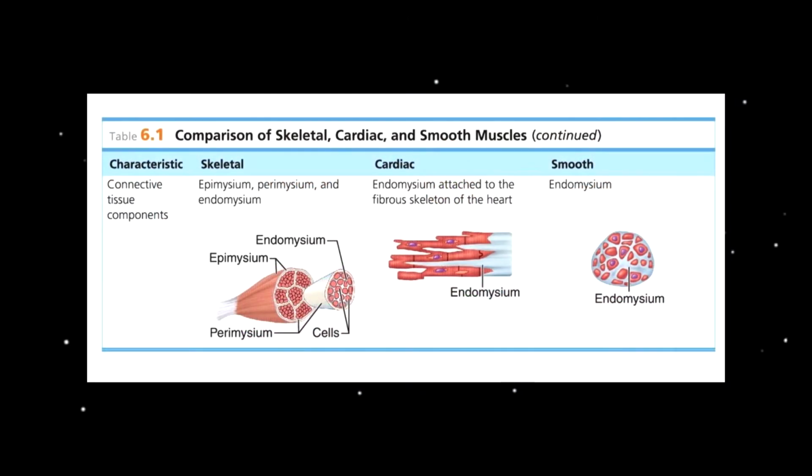Next is the smooth muscle. It is spindle-shaped, involuntary, non-striated, and found in the walls of the organs. The location of its nucleus is in the center. Last is the cardiac muscle. It is involuntary, striated, and only found in the heart. Its shape has intercalated discs.